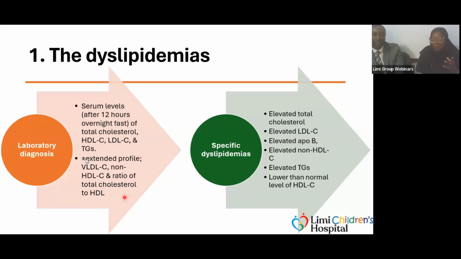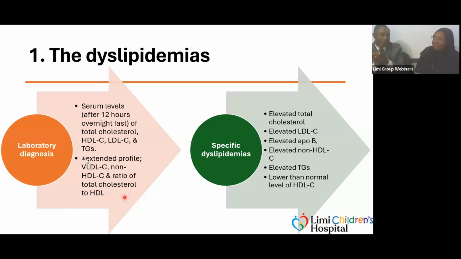The common one we do is the HDL, the LDL, the triglyceride and the total cholesterol. Then we can do extended profile, which includes the very low density lipoproteins and the non-HDL cholesterol, and the ratio of the total cholesterol to HDL, which includes all the atherogenic index. This non-high density lipoprotein, dear listeners, pay attention to it because we'll expatiate more on it going forward.